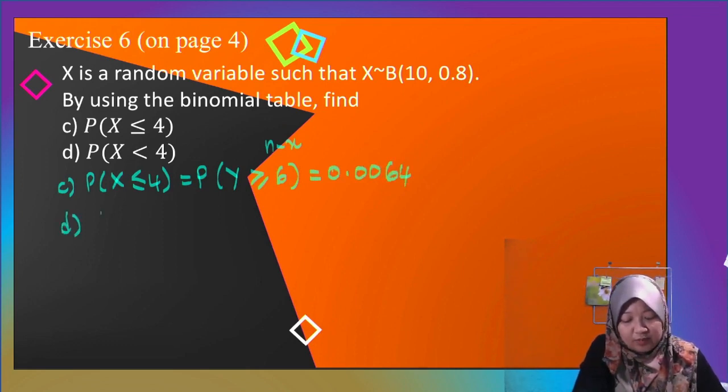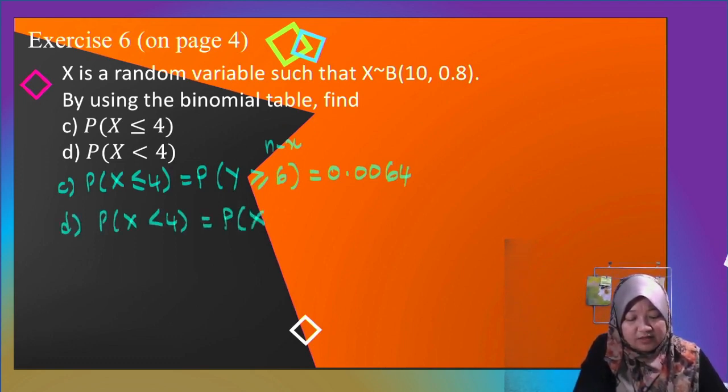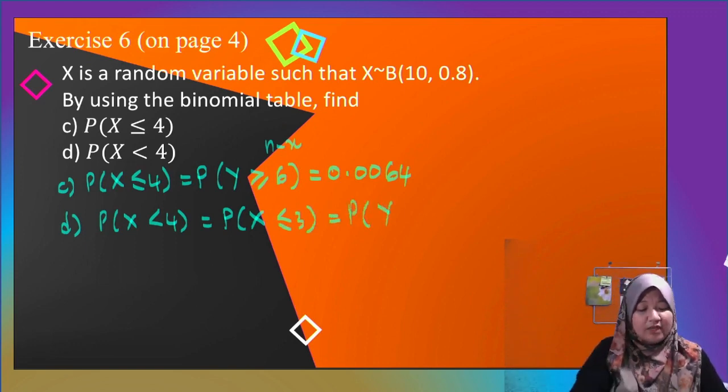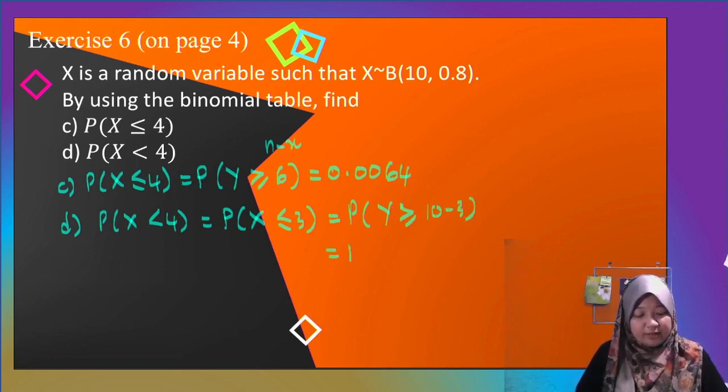Okay, untuk D, probability X less than 4. So, less than 4, untuk X is less than or equal to 3. Tukarkan kepada Y. Kalau X less than or equal to, untuk Y adalah greater than or equal to 10 minus 3. 10 minus 3 means 7. Baca terus dalam table, awak akan dapat 0.0009.